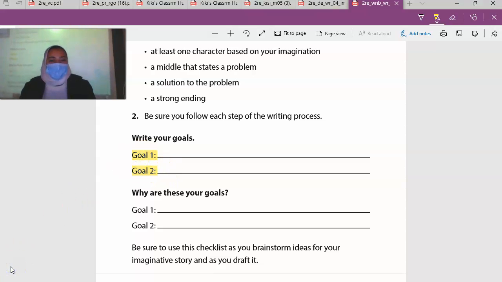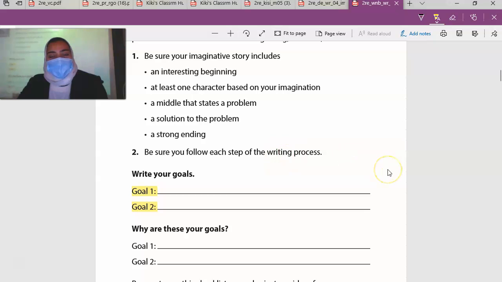Okay, after you have set your goals, you're going to write why these are your goals. So why is goal 1 your goal? Why is goal 2 your goal? Why did you set that goal? Is that something you struggle with? If it is, then that's what you're going to write. Is it because you like for people to read fun stories? Then that's why, okay? So go ahead and write why these are your goals. Why is goal 1 your goal? And why is goal 2 your goal? Go ahead and write those on the lines here. You can pause the video now.